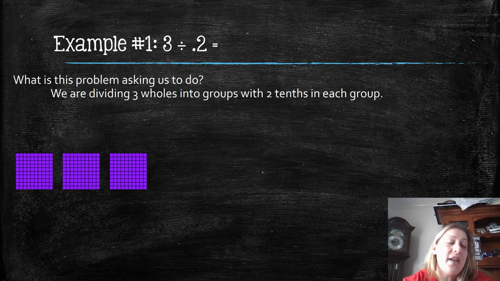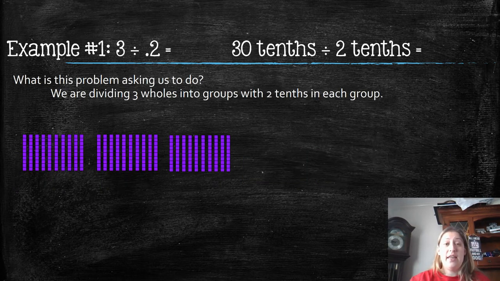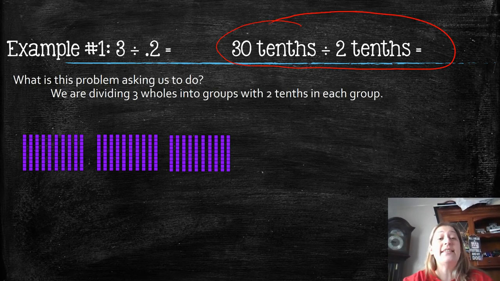But because our group size is in tenths, it would be easier for us to think about our wholes in terms of tenths. Now, we just said that there are 10 tenths in each whole. So how many tenths do I have in this problem? I have 30 tenths. So we can actually change this problem to say that it's 30 tenths divided by 2 tenths. It's still asking us to do the same thing, though, about making our 3 wholes into groups with 2 tenths in each group.